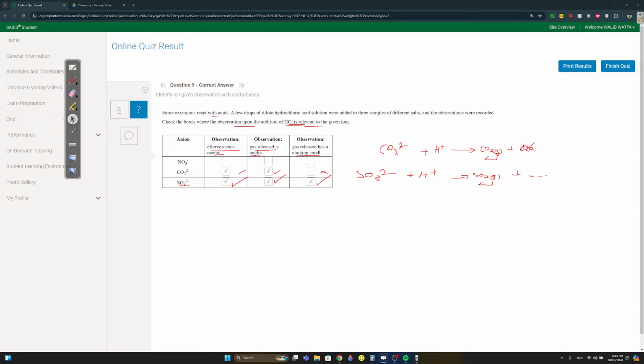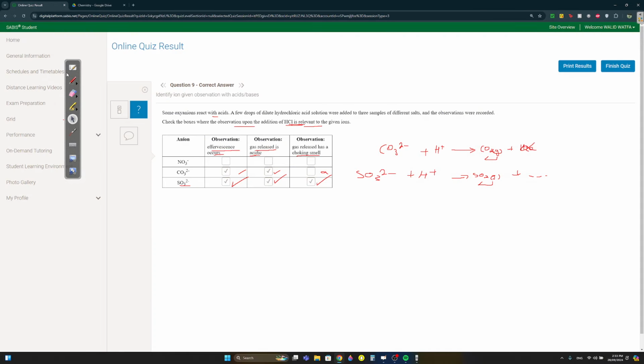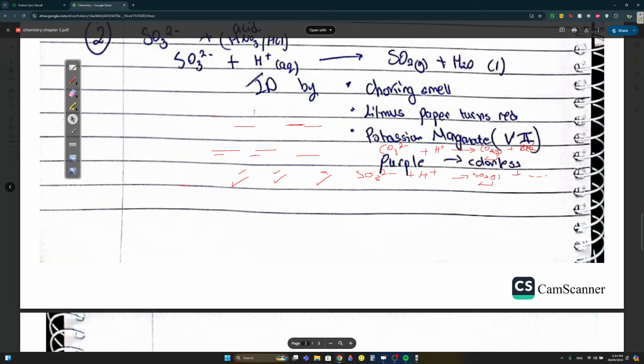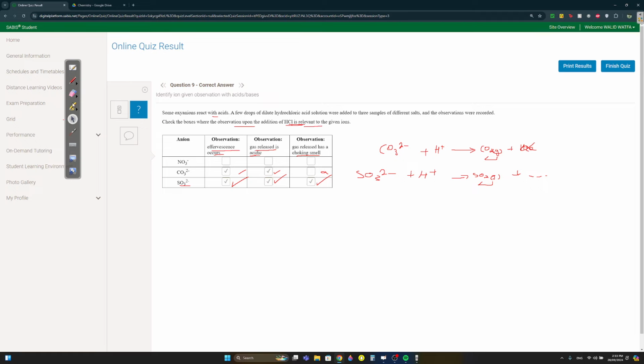It also, if I'm not wrong, reduces the color. Let me check. Yeah, SO2 also, it's written here, reduces the color of potassium manganate from purple to colorless. If they say it.